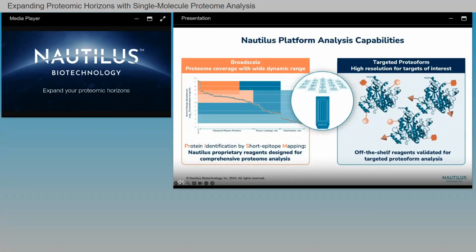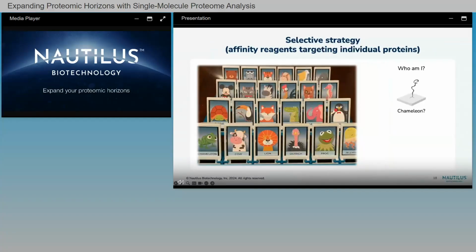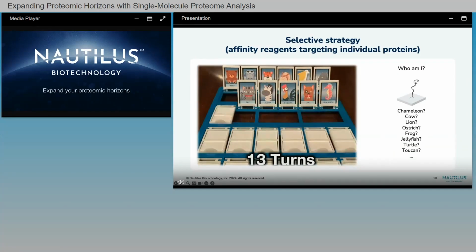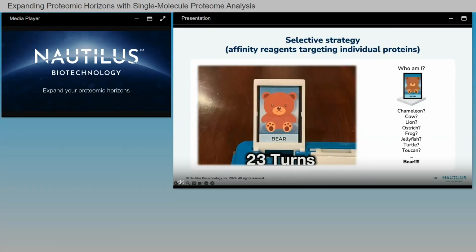Now, what might be intuitive for how we might identify a molecule, we can think of it as playing a giant game of Guess Who. We have a molecule immobilized on the surface, and we want to know which molecule it is. One way that we could ask that question is by using a series of very specific reagents and asking exactly one question. Are you a chameleon? Are you a cow? Are you a lion? But as you can see, this is incredibly inefficient.